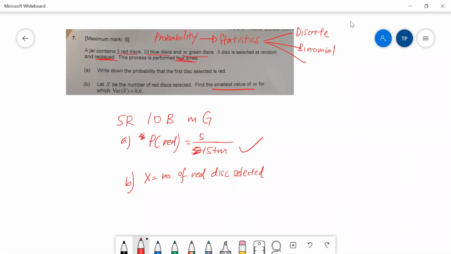And we have normal. You know that, right? Yeah. Okay. So now they want us to find the smallest value of m for which the variance of x is less than 0.6.